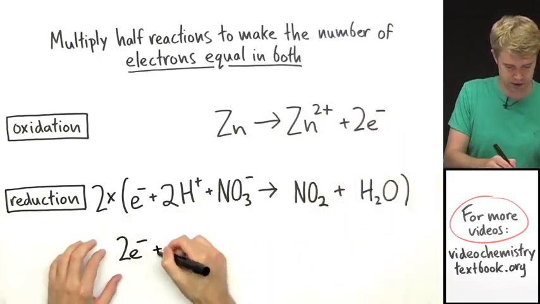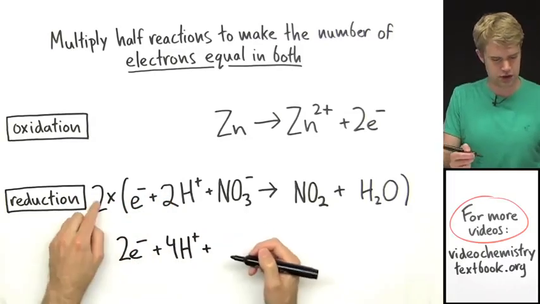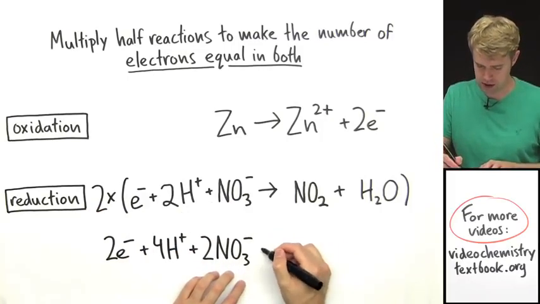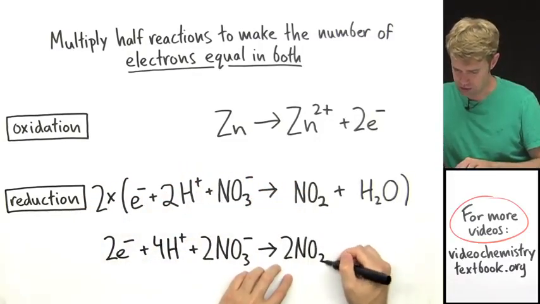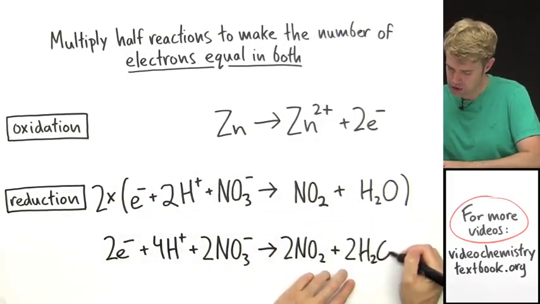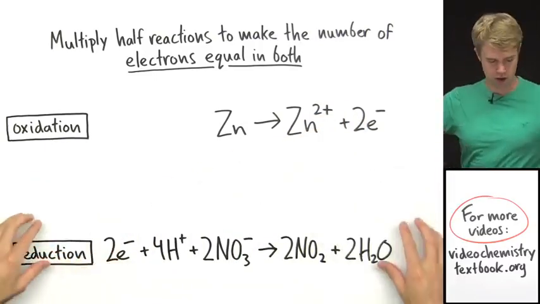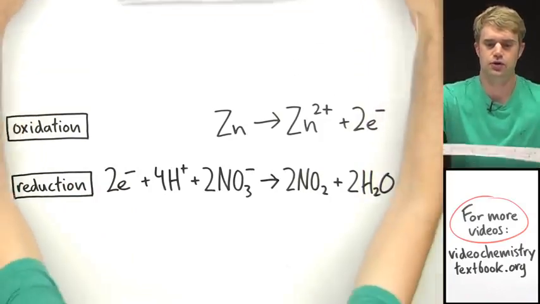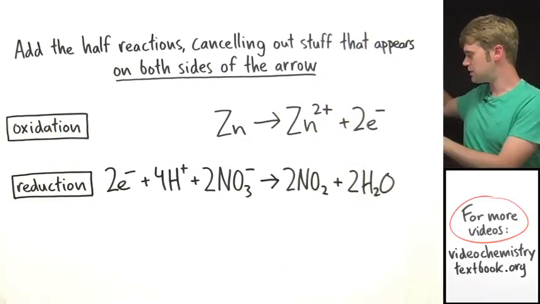Okay, 2 electrons plus 2 times 2H plus is going to be 4H plus, 2 times that is 2NO3, 1 minus. Then we got the arrow, 2 times NO2, 2NO2, plus 2 times H2O, 2H2O. Okay, so now the electrons are equal, and this is my new reduction half reaction. So now that they have the same number of electrons, I can add them together. I'll add them together and then cancel stuff out that appears on both sides of the arrow.